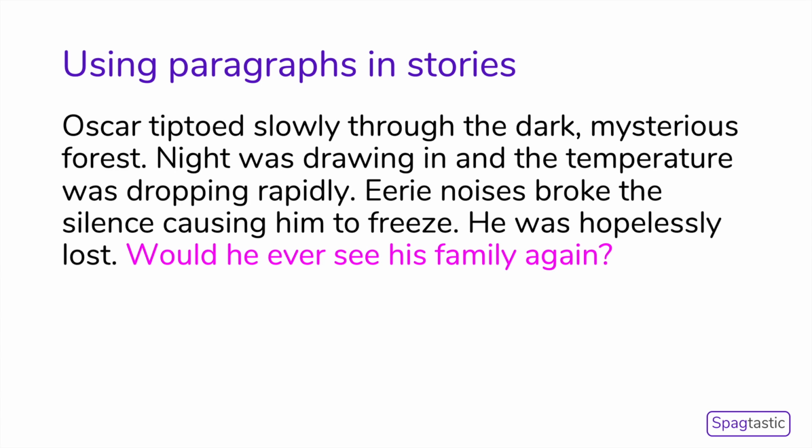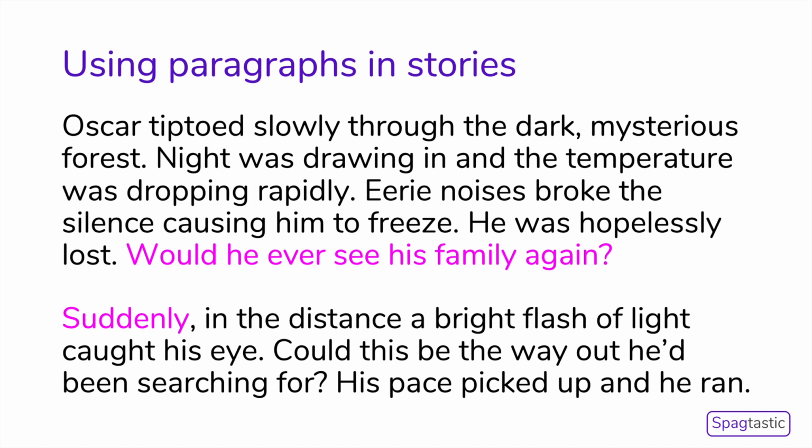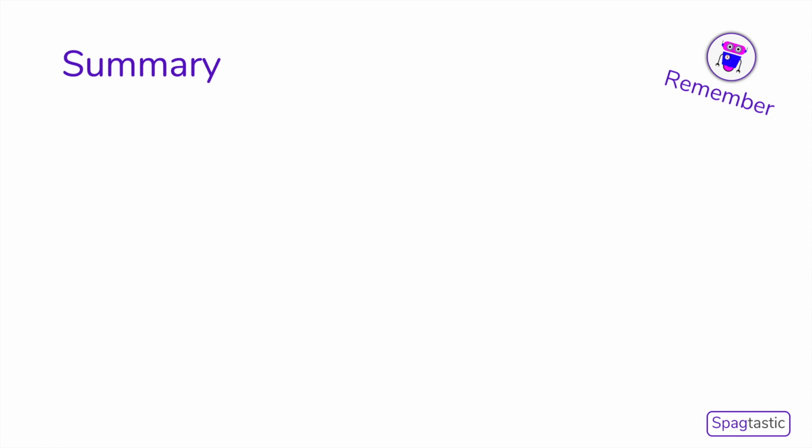Would he ever see his family again is the perfect time to end one paragraph and start a new paragraph because it signals the point that something has changed. There is a new twist in the story. We think that all hope is lost for Oscar, and this compels the reader to carry on reading. Notice how a line is missed at the end of the first paragraph and the second paragraph begins with the word suddenly.